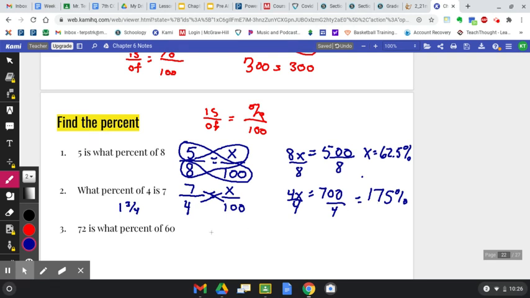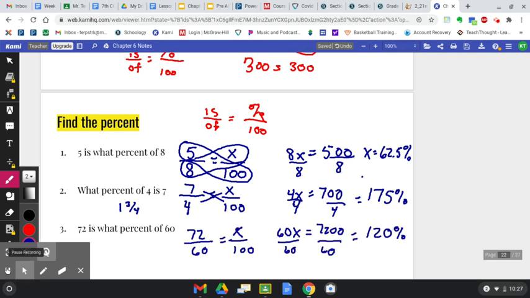Okay, pause the video here and see if you can solve number 3. All right, you should have gotten 120%.